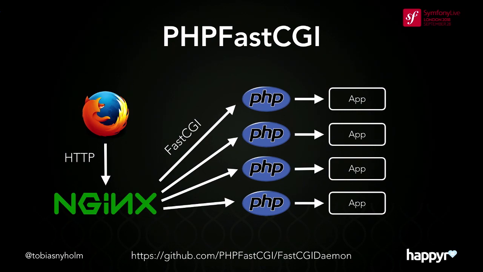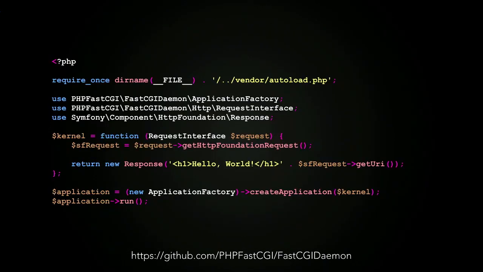I have the link here to PHP FastCGI Daemon. It's a great library that helps you. The only thing you need to do is to write your application. It's so small. The two lines in the middle, that's your application. That's your kernel. You get your Symfony request in, and you return your Symfony response. And the code around it is helpers to implement this FastCGI protocol.